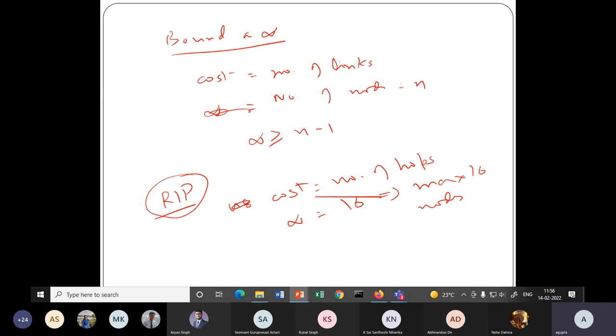So if a router sees this cost going up to 16, that means there's infinity. That means there is a problem, in which case it will just break everything, remove the thing, set it back to infinity, and then won't use that route to forward the packets anyways, basically.